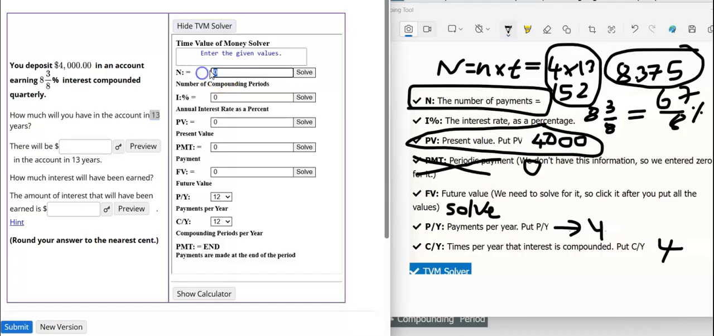So here you go. We have an N value equal to 52. We found it before, and I percent here is 8.375. Don't put the percent sign. Present value is the same as principal, which is 4000, the deposited money. Don't put the comma. Don't put the dollar sign. Don't put a comma or dollar sign in any numbers. PMT, we don't have to do anything with that. It's going to be 0 by default, or we can put 0 by itself.